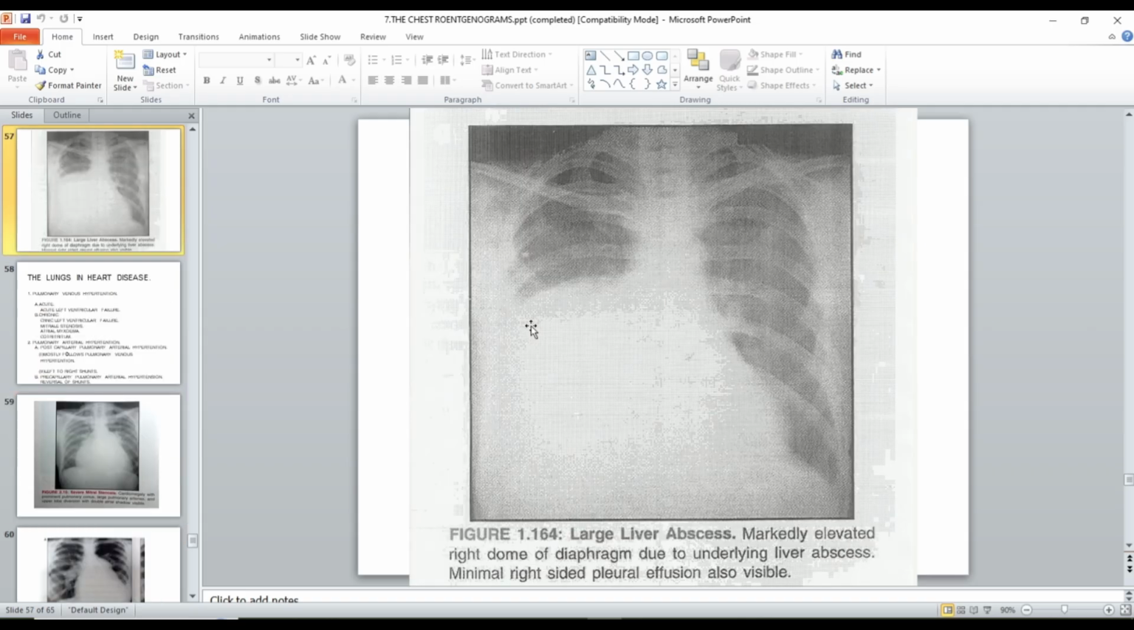This is liver abscess. Now see the diaphragm on the left side and see the diaphragm on the right side. There is a lot of difference. The diaphragm is shifted here because of the pus from the liver. There is no space between the liver and the diaphragm.